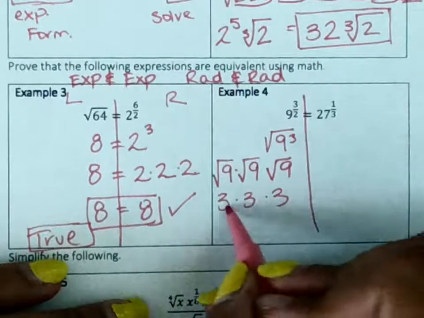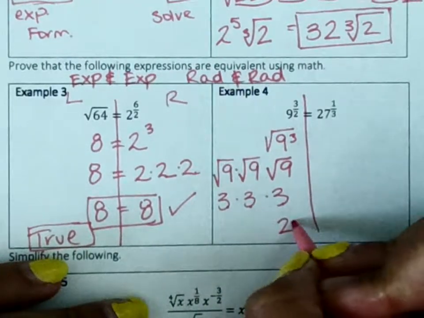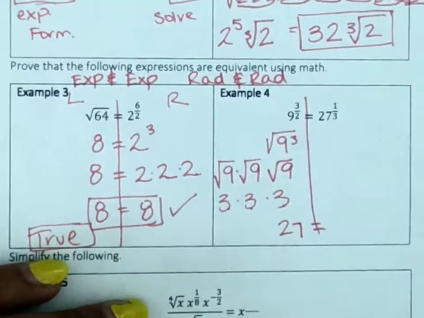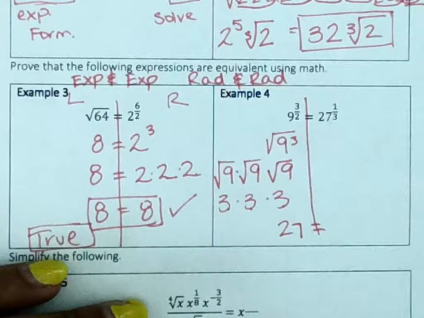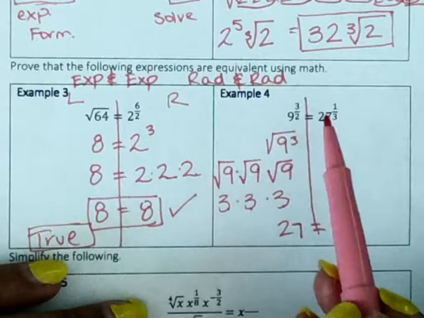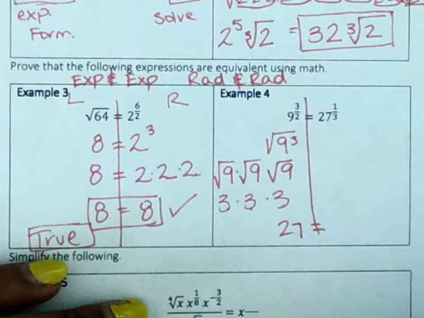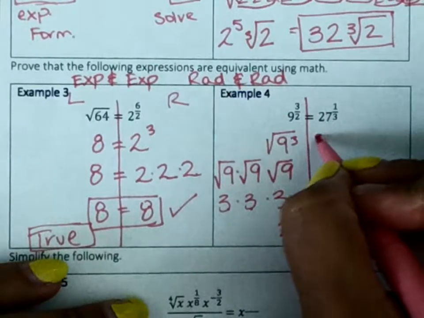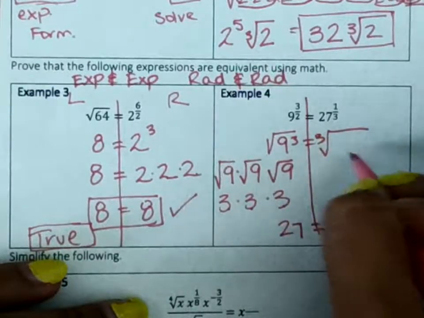And I know that 3 times 3 times 3 is 27. So our left side equals 27. For this statement to be true, the right side also has to equal 27. So we'll convert this into a radical.